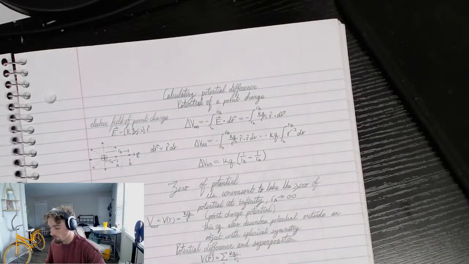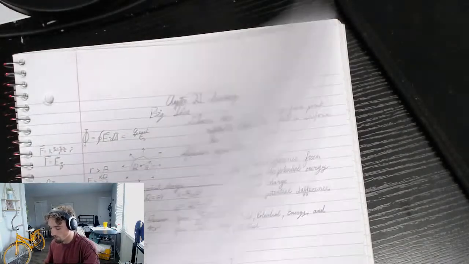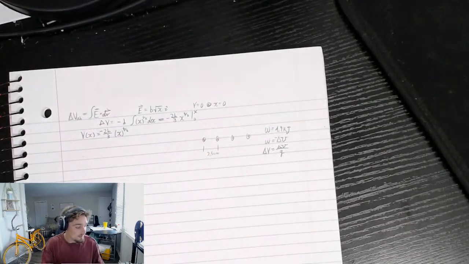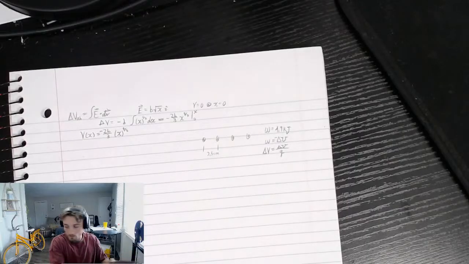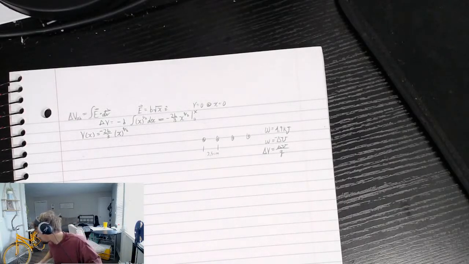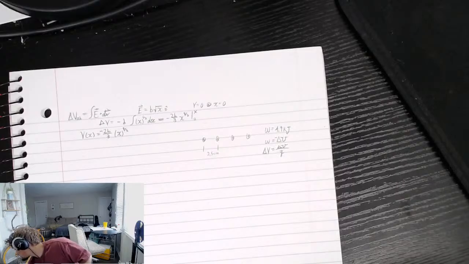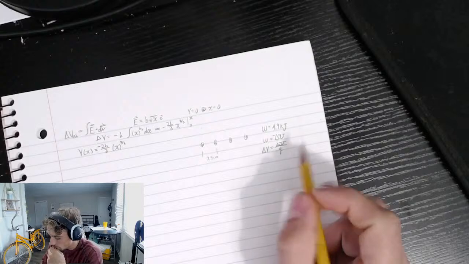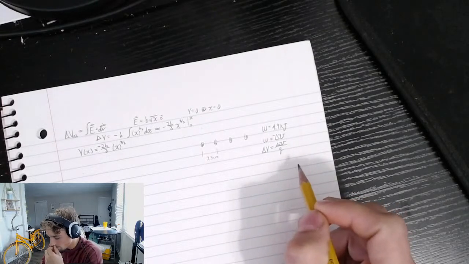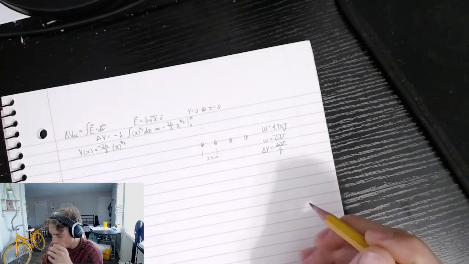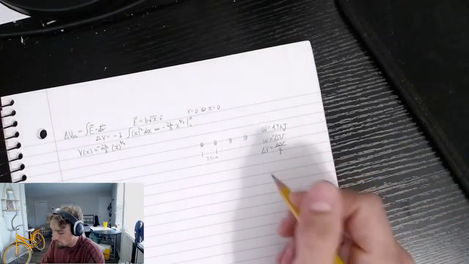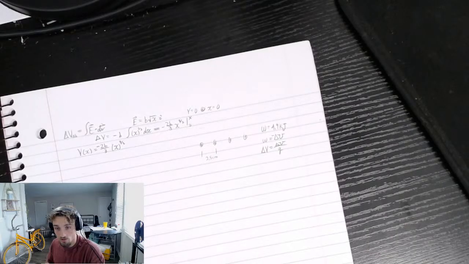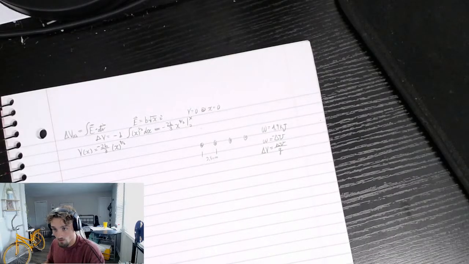Here, we'll keep that page flipped open. Okay, set this off to the side. There we go. Okay, beautiful. Okay, so 2.5 centimeters. Delta V equals delta U over Q. Okay, and then we're looking for what exactly? The charge. What is the charge? We know the work.